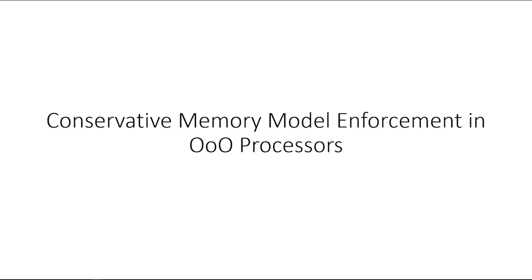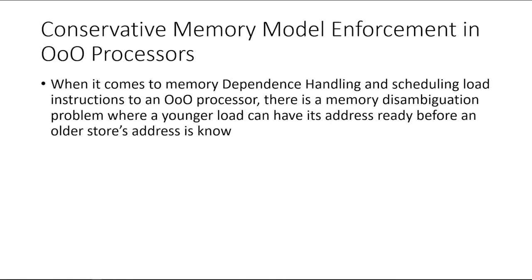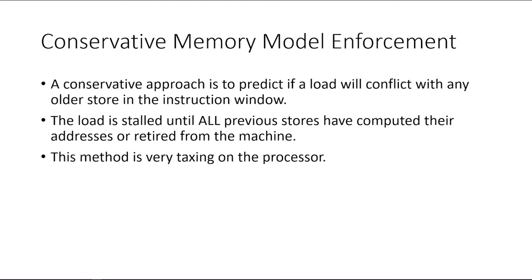So the last topic is conservative memory model enforcement in out-of-order processors. When it comes to memory dependence handling and scheduling load instructions in an out-of-order processor, there's a disambiguation problem where younger loads can have their address ready before an older address is known. So there's 3 ways of solving this. A conservative memory model will predict if a load will conflict with any other older stores. The load is stalled until all previous stores have computed their addresses or retired. So it's quite taxing on the CPU, and it also limits the amount of parallelism to exploit.